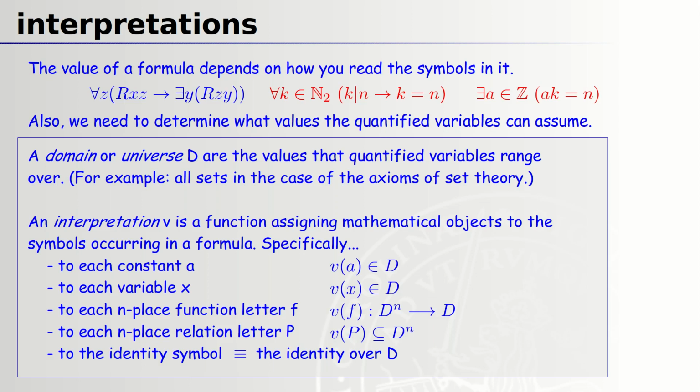Let's call it D. An interpretation of quantificational logic is a function that assigns the various parts of the formula mathematical objects. Constant symbols and variables, for example, are mapped directly to elements in D. Function symbols with n arguments are mapped to functions from D to the n to D. And prefix relation letters representing predicates are mapped to subsets of D to the n, with n being their arity.